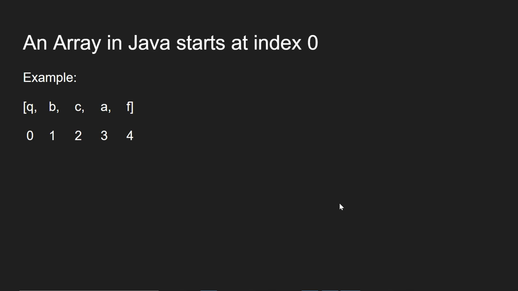Q, B, C, A, F, and the 0th item is always first. So arrays in Java always start at index 0, so Q is index 0. B is index 1, C index 2, A index 3, F index 4. That's all you really need to know for arrays at this point.